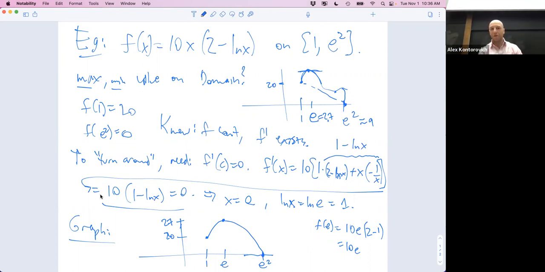And we've computed what the derivative was, which was 10 times 1 minus natural log. How can that be 0? Natural log has to be 1. Natural log is 1 when x is equal to e. So that's how we knew to look at e. Very good question. Other questions?